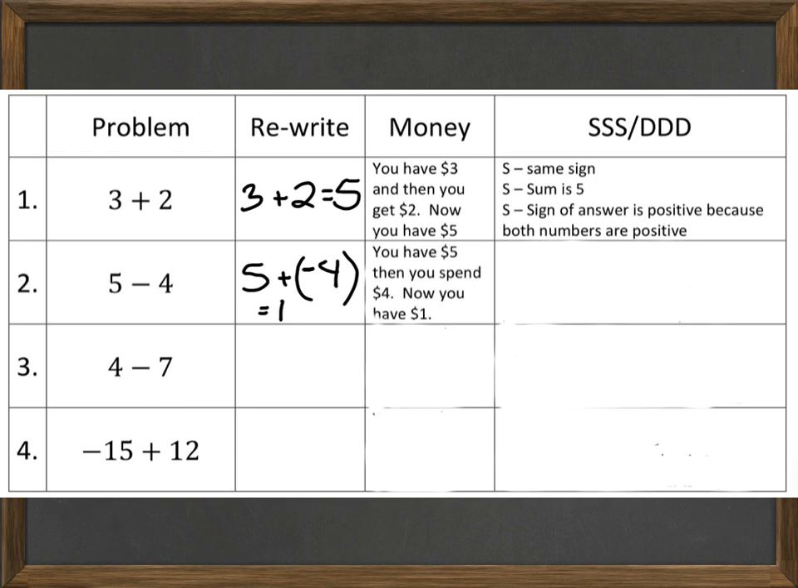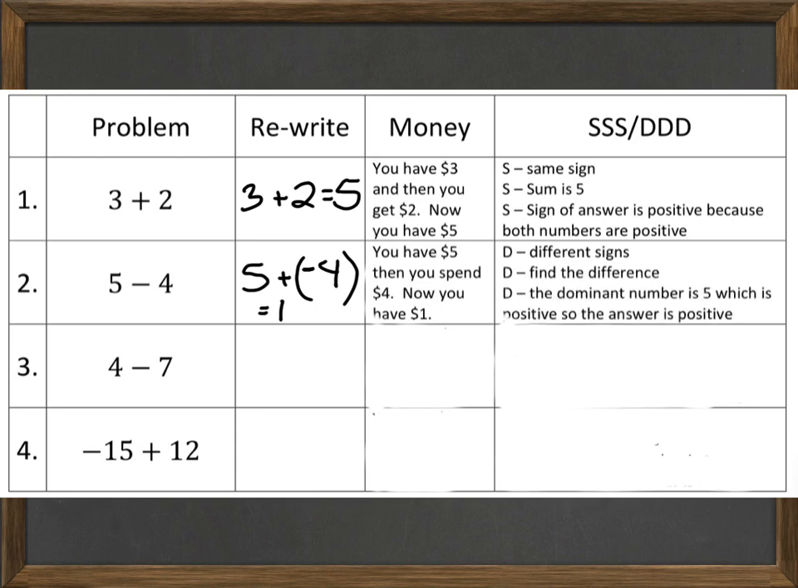In terms of the SSS-DDD method, I can see that they are opposite or different signs, therefore I find the difference. To figure out the sign of the answer, since I know 5 minus 4 is 1, I look at the dominant term. 5 is bigger than 4, and in this problem, 5 is the positive number. Since the dominant term is positive, I know my final answer will also be positive.